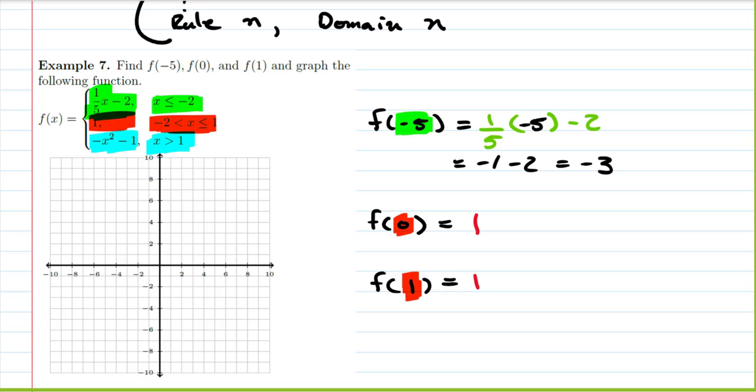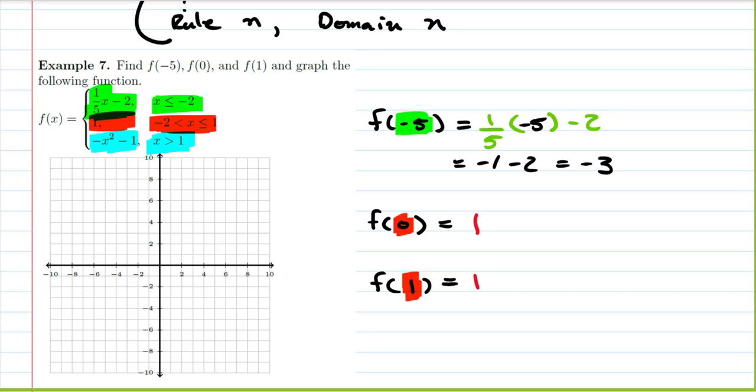So a couple of things we want to look at here. Each input, or each x, so like negative 5, 0, and positive 1, will belong to exactly one domain. So it can't go into more than one rule. So we're just looking for the rule it belongs to. And then we put that input into the corresponding rule.